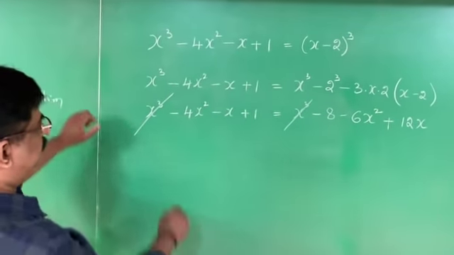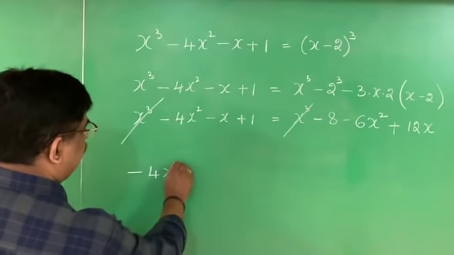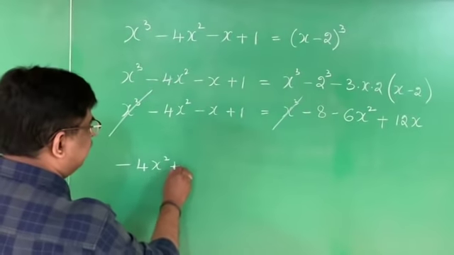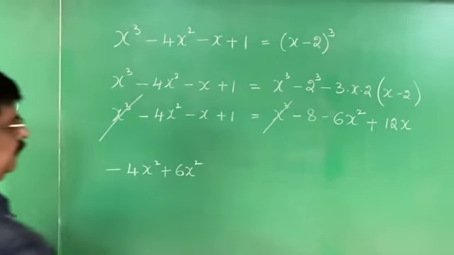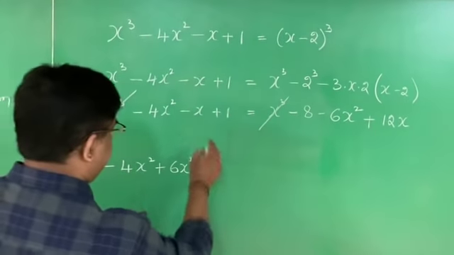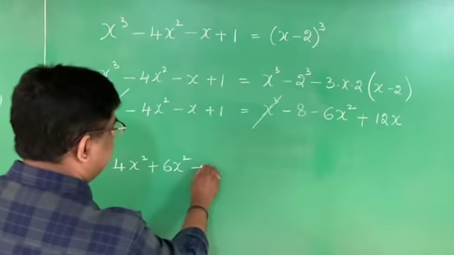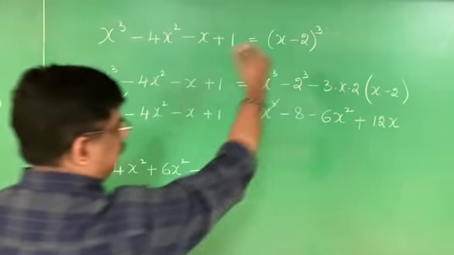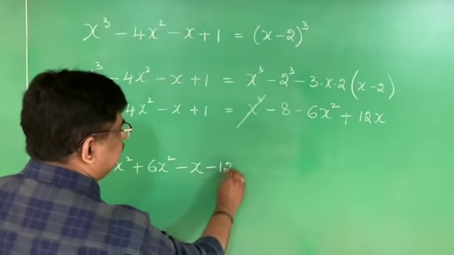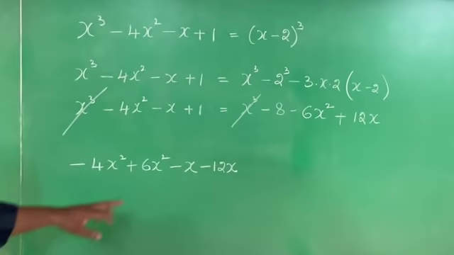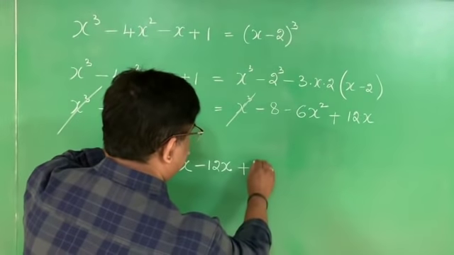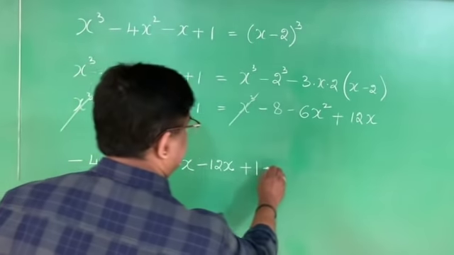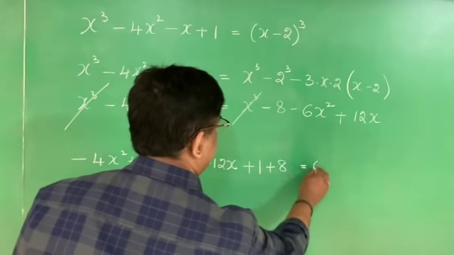Therefore, I write first x square, and that minus 6x square is transferred to this side. It becomes plus 6x square. Then minus x, after x square, the x part of that side, plus 12x, is transferred to this side, it becomes minus 12x. Then the constant part is plus 1, and the constant part of this side is minus 8, which is transferred to this side and becomes plus 8, equal to 0.